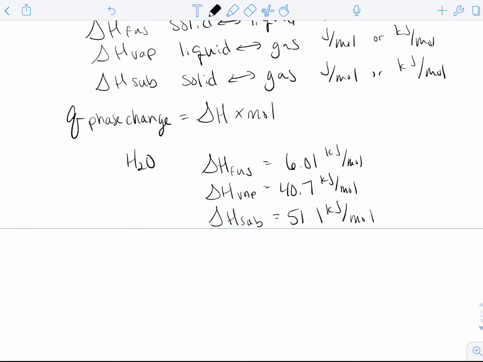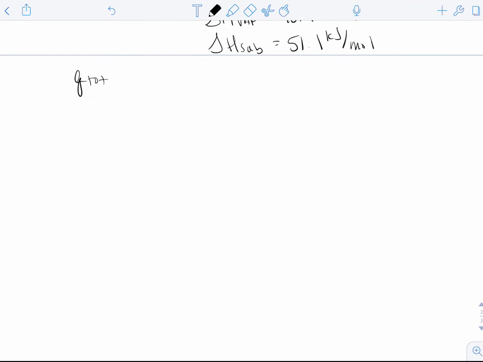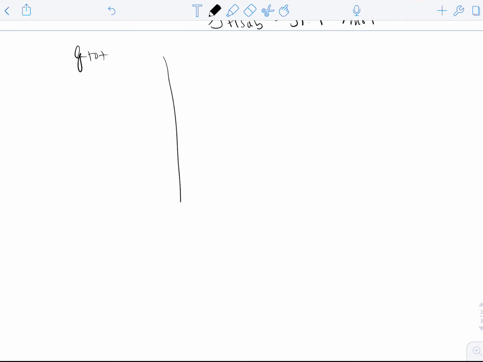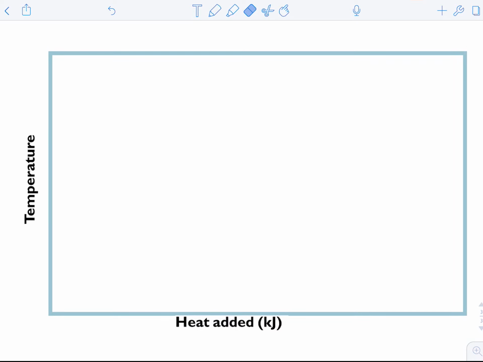Okay, so when we are doing total enthalpy, so Q total, that takes into account all phase changes and all temperature changes. So if we go back to our heating curve, actually, I just remembered I have a drawn heating curve. So let's take a heating curve, and we want to figure out Q total for this. So all of our energy.